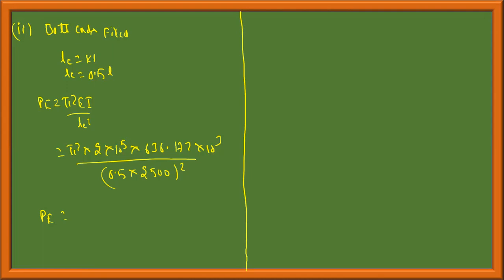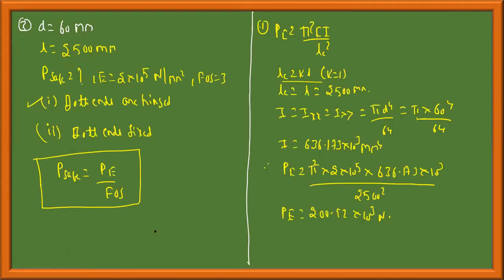How much? Is it 803.68 into 10 power 3 Newton? Are you getting this? Yes, sir. Okay. Now he has asked us to find the safe load, but we have found the crippling load. Safe load P safe is equal to crippling load by factor of safety, which is 200.92 into 10 power 3 by factor of safety, it's 3. Can you tell me what is P safe?